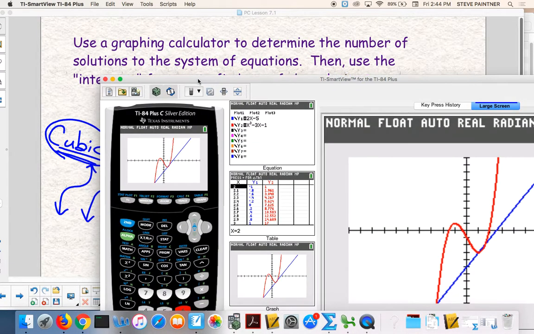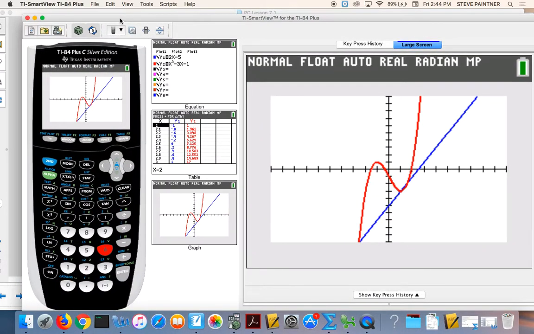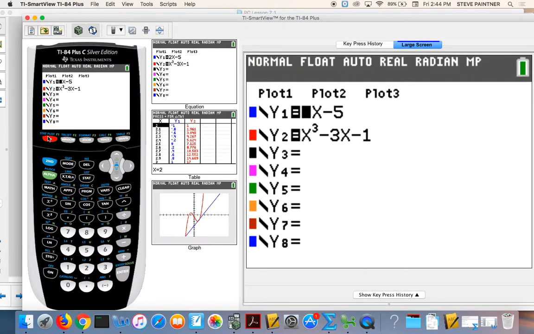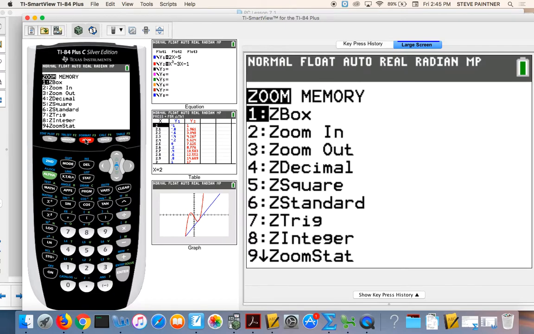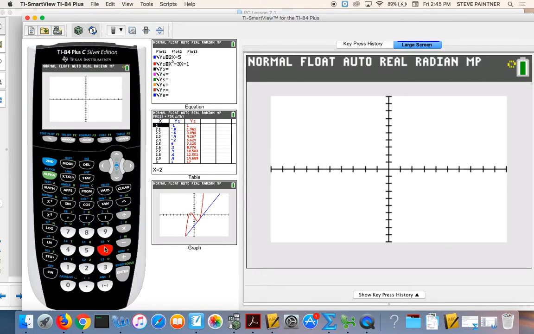Anyways, so here's what I did. I typed them in already. I'll show you what I typed in. I've got 2x minus 5 for equation 1, x cubed minus 3x minus 1 for equation 2. And now I want to graph them. So I'm going to remind you to hit zoom 6, and that will get you a picture of 10, 10, 10, 10. All your dimensions are 10 by 10. Here comes the linear function. Here comes the cubic function.